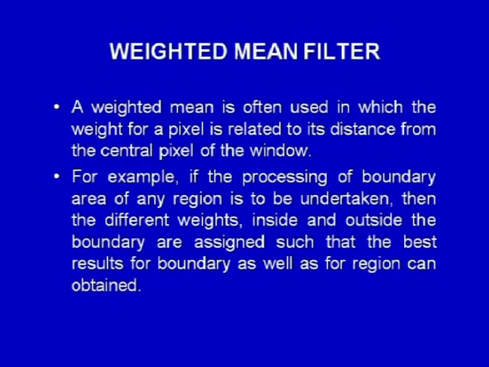Next is the weighted mean filter. A weighted mean filter is often used in which the weight of a pixel is related to its distance from the central pixel of the window. For example, if the processing of the boundary area of any region is to be undertaken, then different weights inside and outside the boundary are assigned, such that the best results for the boundary as well as for the region can be obtained.